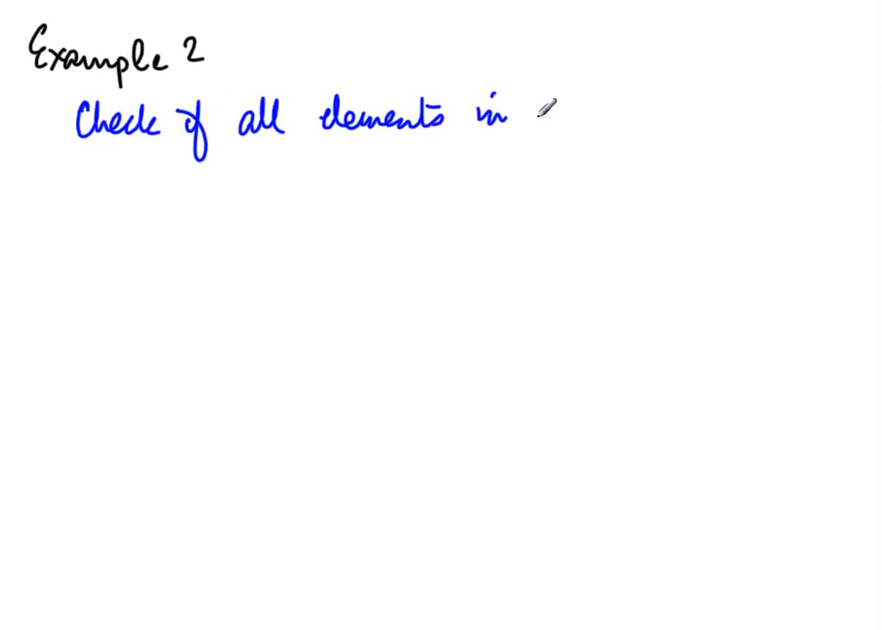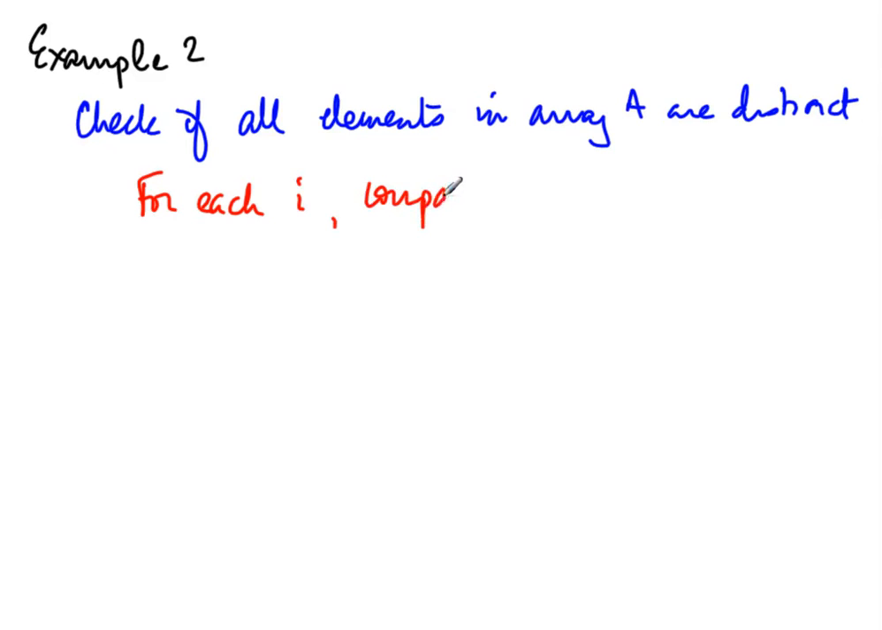So let's move on to another example. In this example, what we want to do is check if all elements in an array A are distinct. So you have n elements, you want to check whether all n are different. So what you do is that you start with, for each i, you compare A[i] to everything to its right: A[i+1], and so on, up to A[n-1].